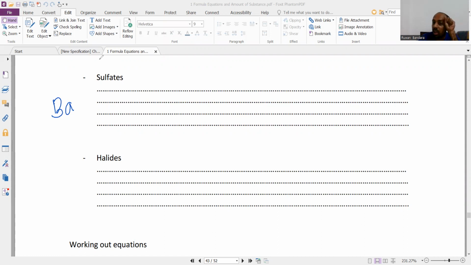Therefore, listen carefully and you have to write the points correctly. Somebody, when they ask for the name, you are writing the formula. When they ask for the name, you have to write the name, not the formula. Barium chloride followed by HCl. Then what has happened? It forms a white precipitate of barium sulfate.